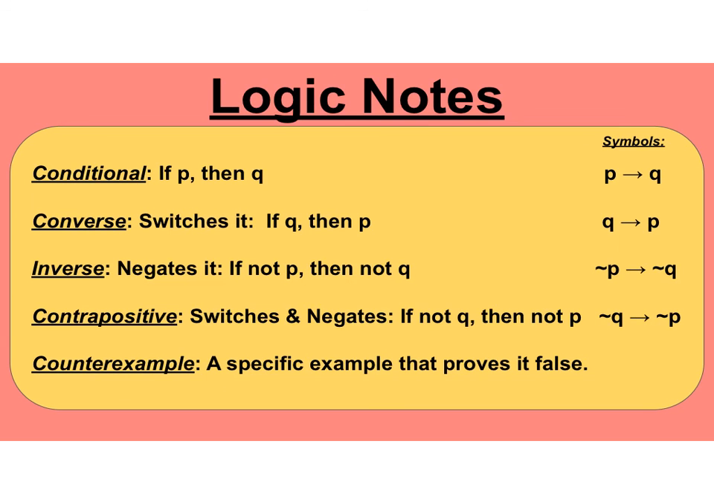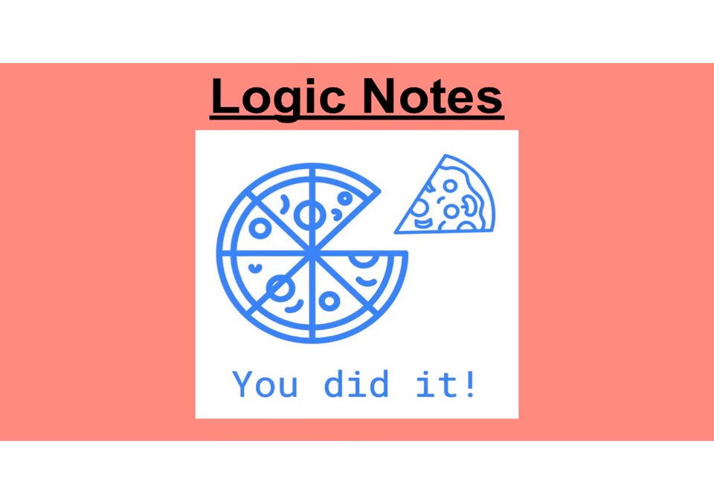Here's a recap. Our conditional is the beginning, our converse switches it, our inverse negates it, our contrapositive does both, and our counterexample is a very specific example that's going to prove it false. And you did it. Here's a piece of virtual pizza.